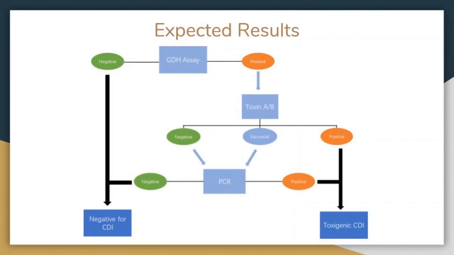The glutamate dehydrogenase assay will be completed in the laboratory and should show a positive result. Then the toxin A and B test will be used, and there is a high possibility of getting a positive result. However, the equivocal or negative result could be presented. For the equivocal or negative result, the molecular detection of toxin genes is required. For this patient, the result should be positive for toxin A and B test or indeterminate toxin A and B test result, but the molecular detection should be consistent with C. difficile.